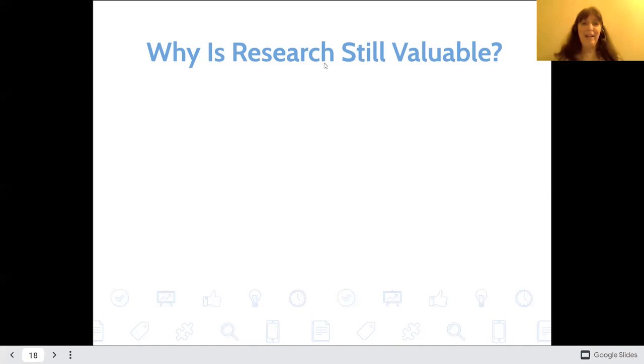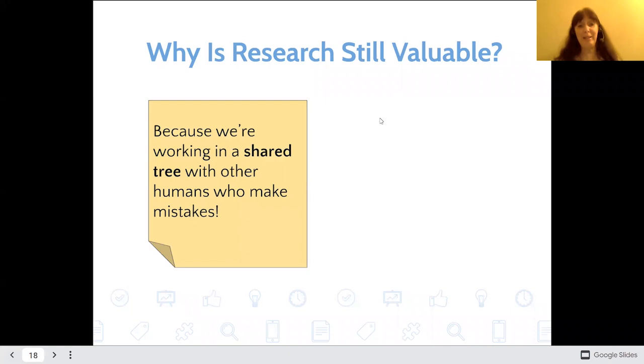So why is research still valuable? The good brother that got up in church and announced to the ward that we didn't have to do research actually may not have realized that there are still some benefits to doing research, even with computer aid. So one reason is that for those of us who are working in FamilySearch's Family Tree, which I'm guessing is almost all of us, we're working in a shared tree and we're working with other humans who make mistakes, including us, right? We make mistakes too.